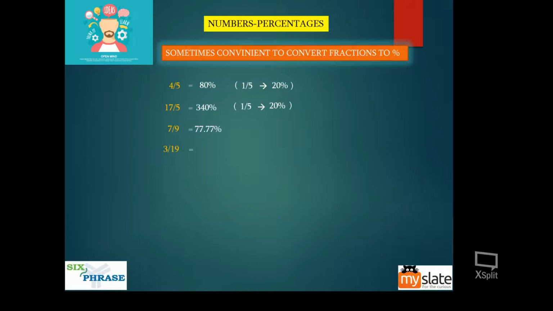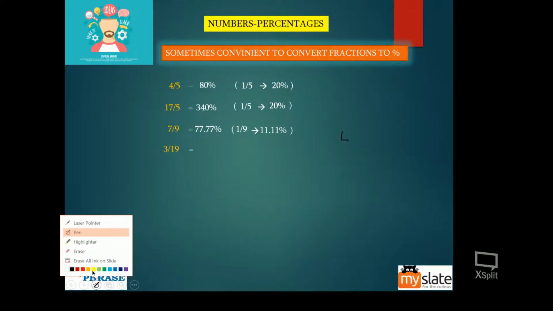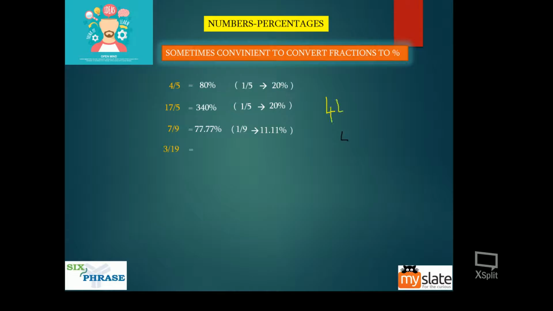Now 7 by 9. When you look at 7 by 9, you must say it is 77.77 percentage. The reason is 1 by 9 is 11.11 percentage. So 7 by 9 is 77.77 percentage. What is 5 by 9? 55.55 percentage, right? What is 4 by 9? 44.44 percentage. What is 8 by 9? 88.88 percentage. Okay.